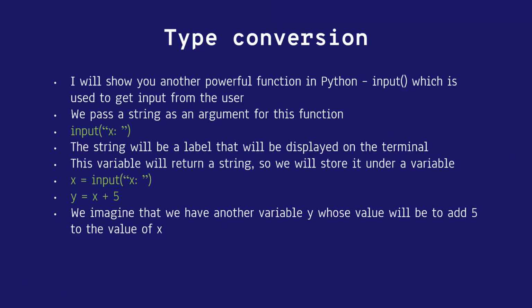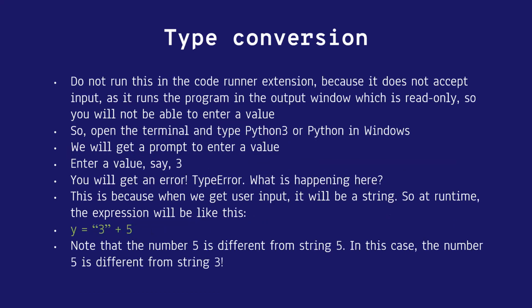This function will return a string, so we'll store it under a variable: x equals input, then y equals x plus 5. We imagine that we have another variable y, whose value will be to add 5 to the value of x. Now, don't run this in the Code Runner extension, the one that we have been using, the one that you type run. We have to use a terminal because the Code Runner extension does not accept input, as it runs the program in the output window, which is read-only, so you will not be able to enter a value.